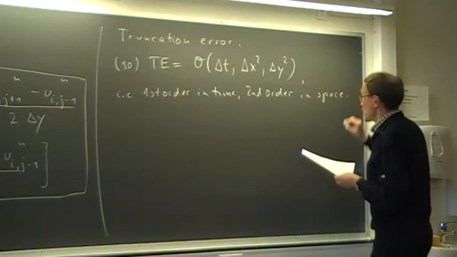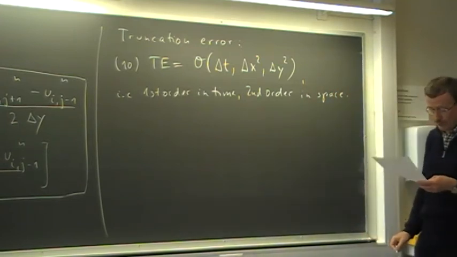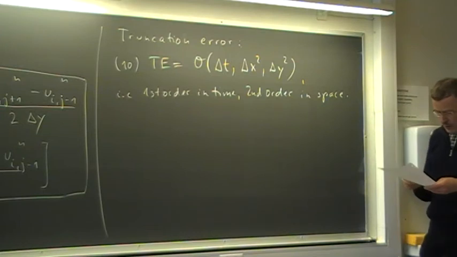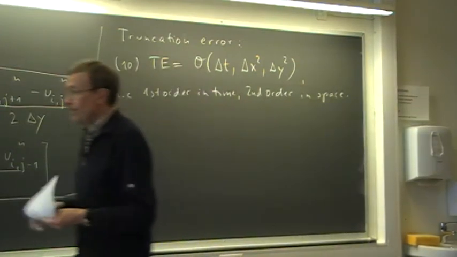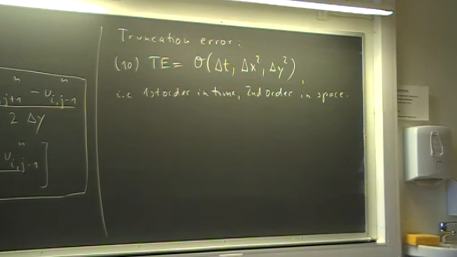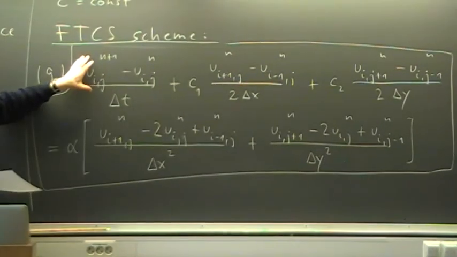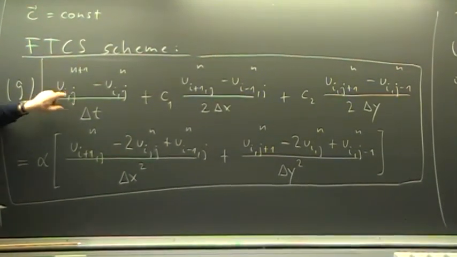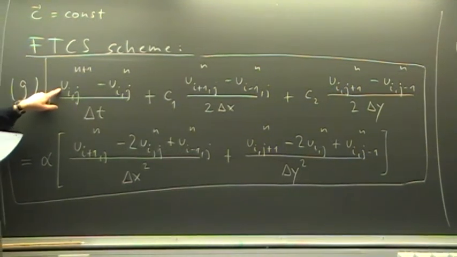That characterizes then the accuracy of the scheme. For the implementation of this scheme, we will multiply by delta t, and then we will bring everything on the old time level to the right-hand side, so that we can compute our solution at the new time level directly. Since we have an explicit scheme, this is very easy.